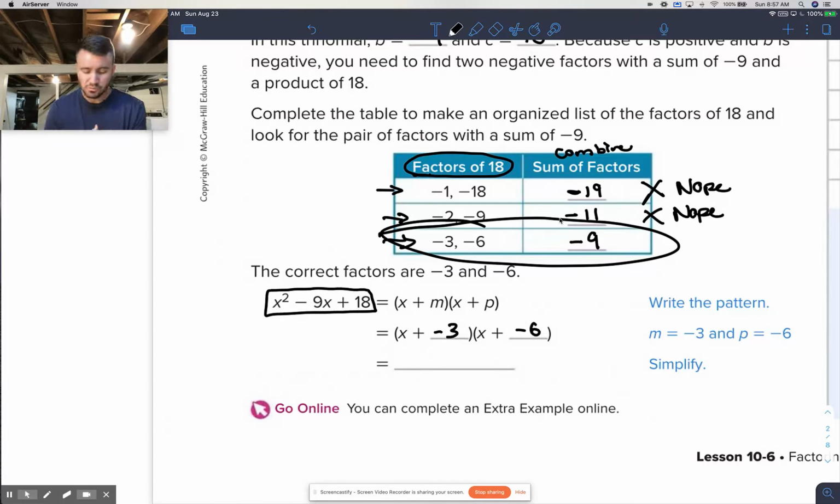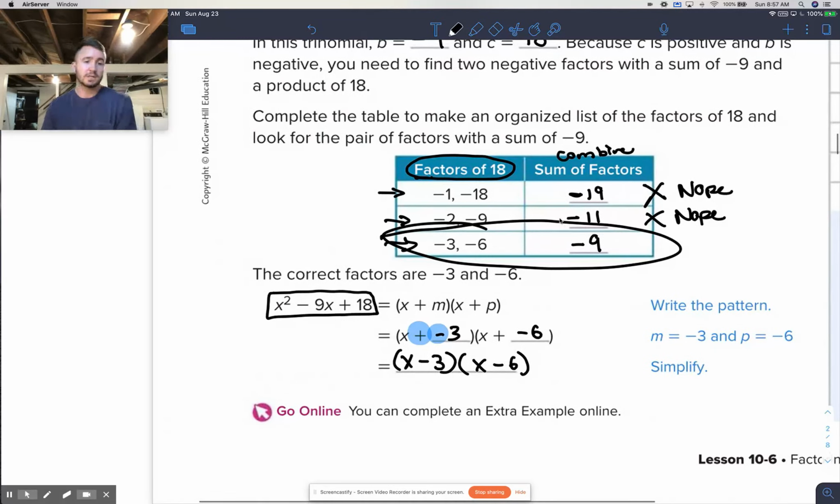And then they're saying, well, now rewrite it. And so without the pluses, because it's kind of awkward when you have a positive, so you're adding a negative number. So when you add a negative number, it's the same thing as subtraction. So you end up with the two factors, x minus 3 times x minus 6. And that's the process of factoring.